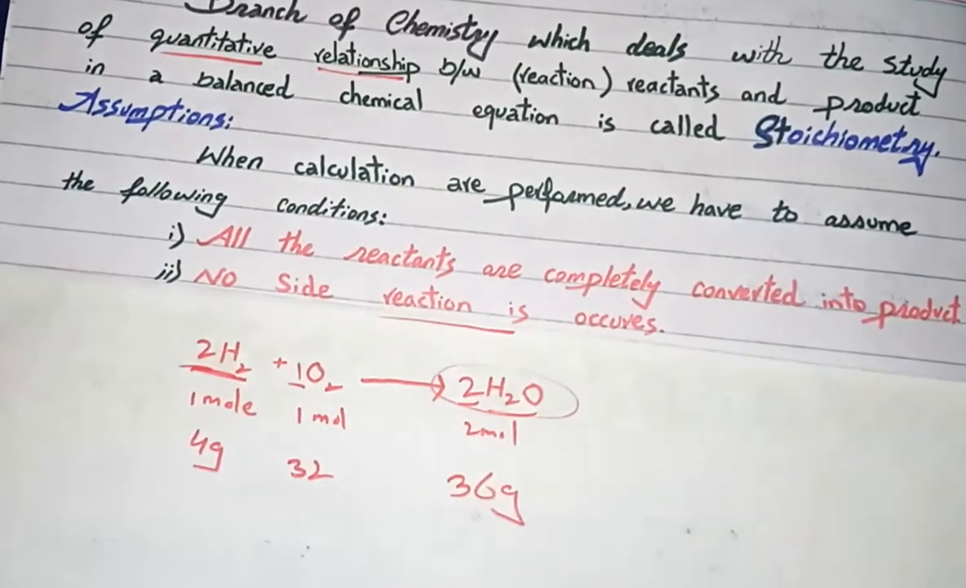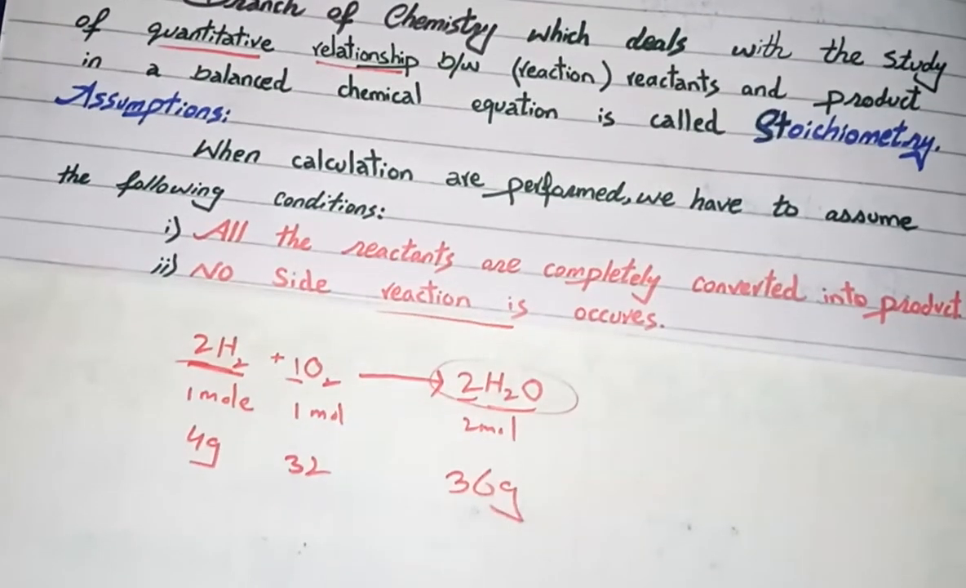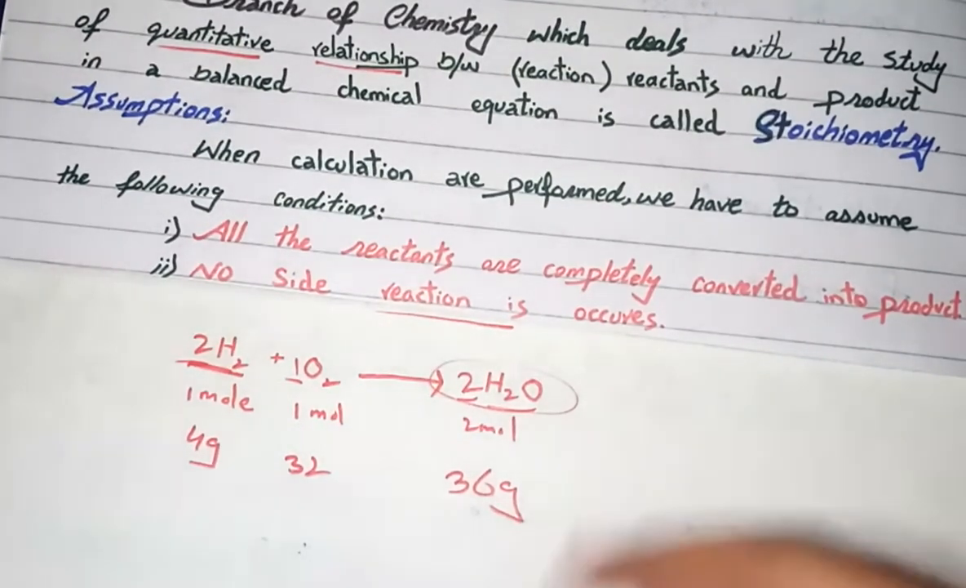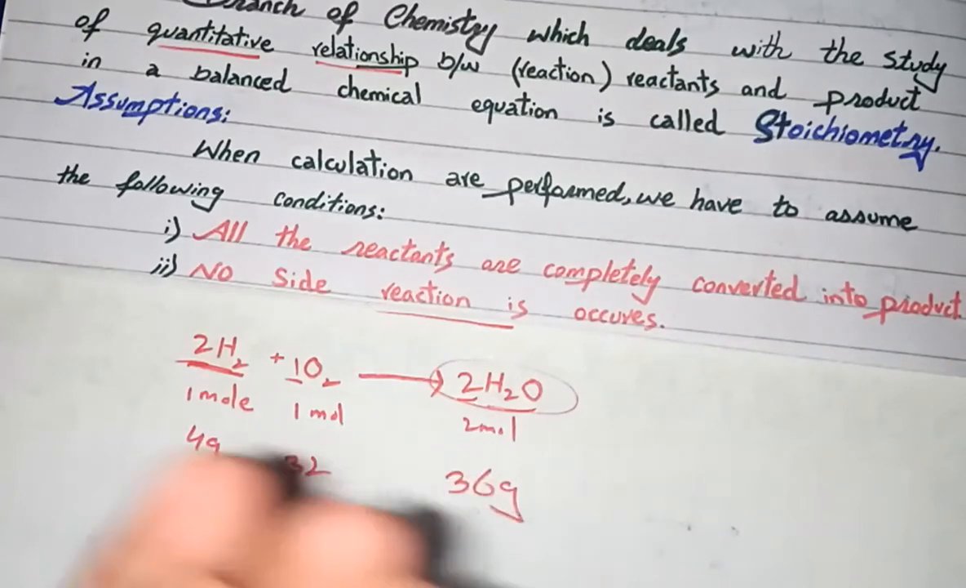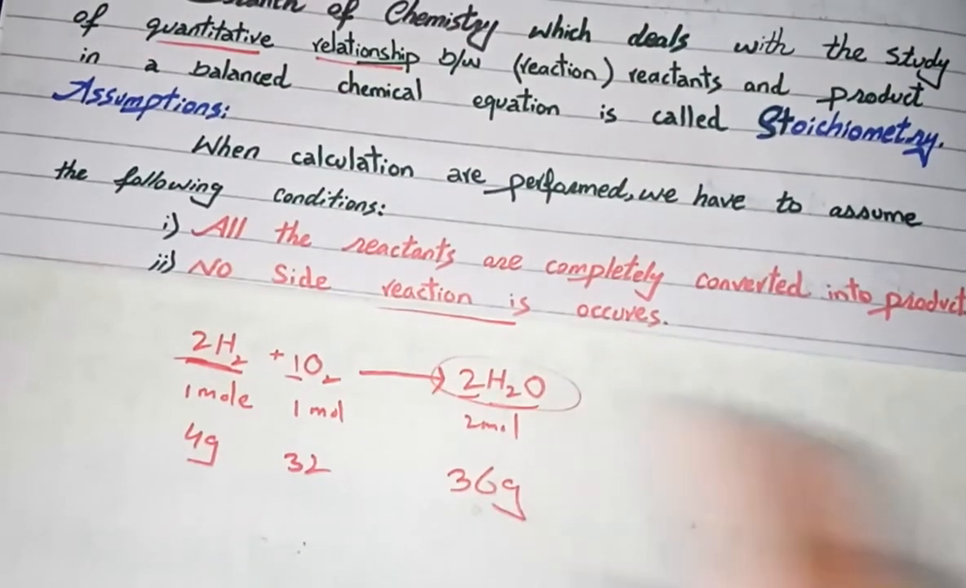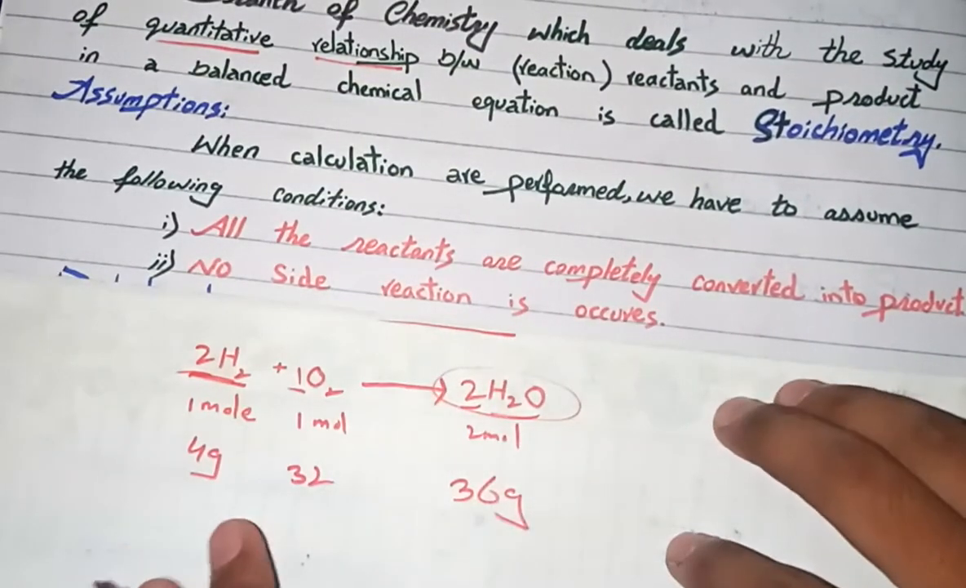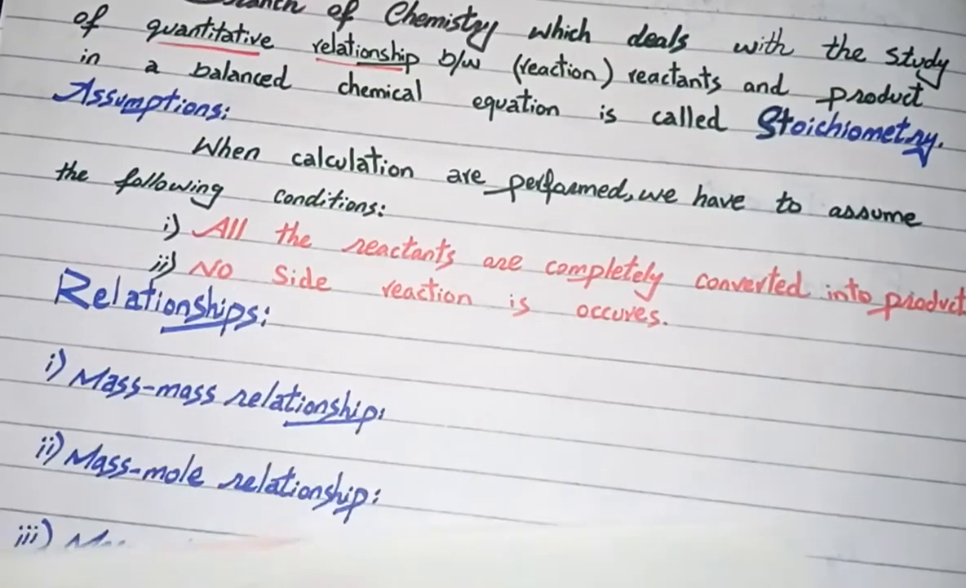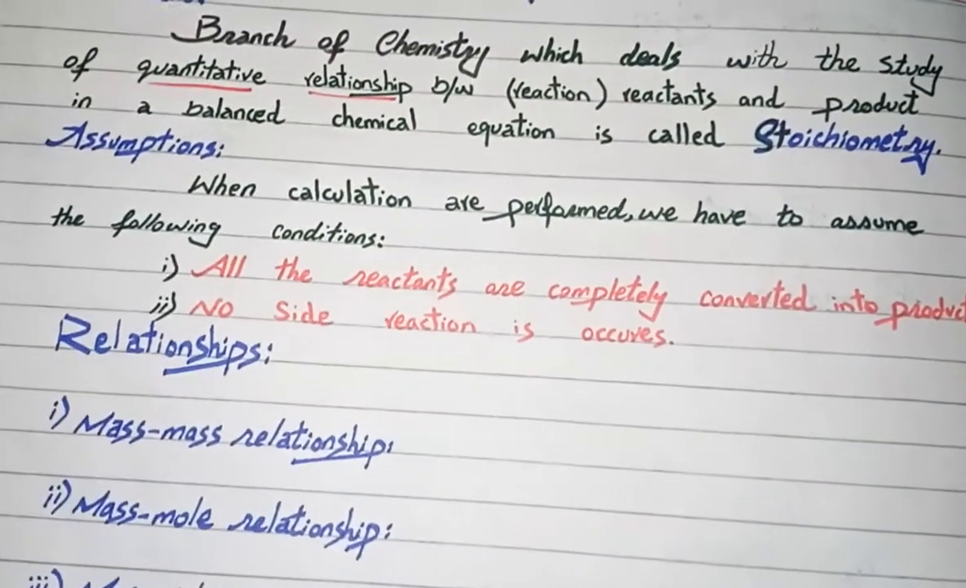What is a side reaction? It means a reversible reaction occurs. Second, no side reaction means a reversible reaction is applicable on limiting reactants, meaning whether a side reaction is occurring or not. Now we discuss some relationships.